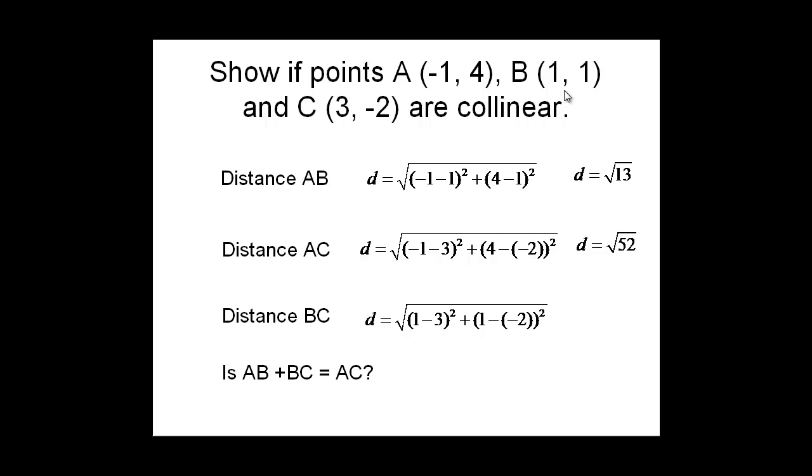B to C: 1 minus 3, 1 minus negative 2 is plus 2. Square that one, I believe you get 13 again. Now, do they add up? Is AB, which is this first one, plus BC, which is this one, equal to that one? Well, the square root of 13, the square root of 13, the square root of 52. Now, 52 is 4 times 13, which, if you simplify, is 2 square roots of 13. It is. If you want to type it in the calculator, square root of 13 plus the square root of 13 equals the square root of 52, which it does.